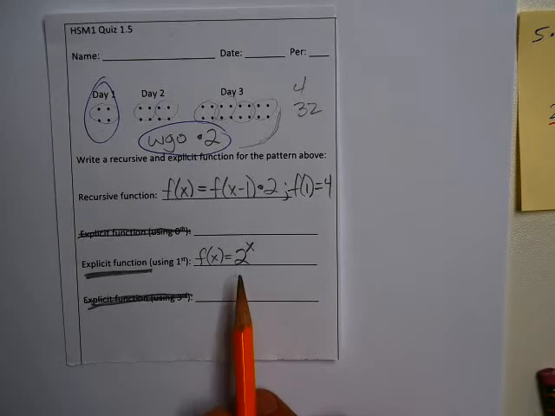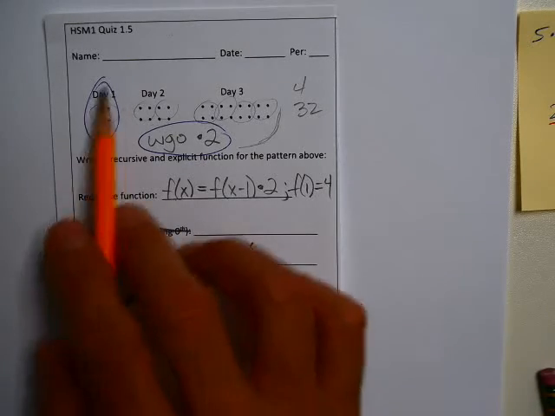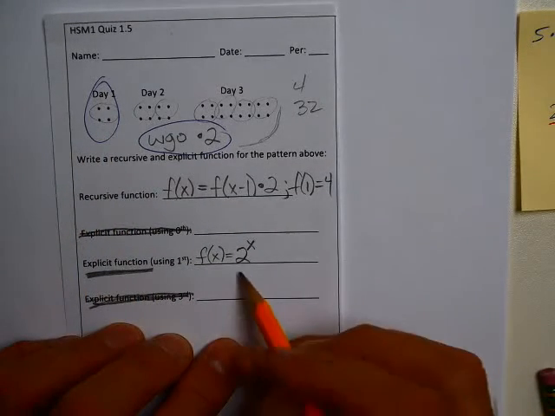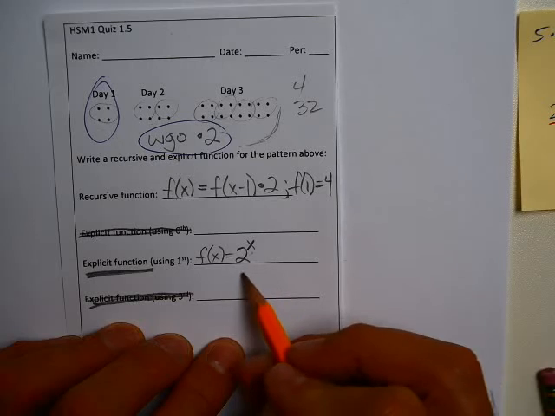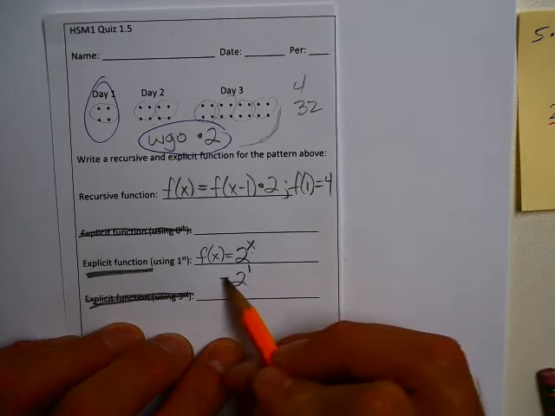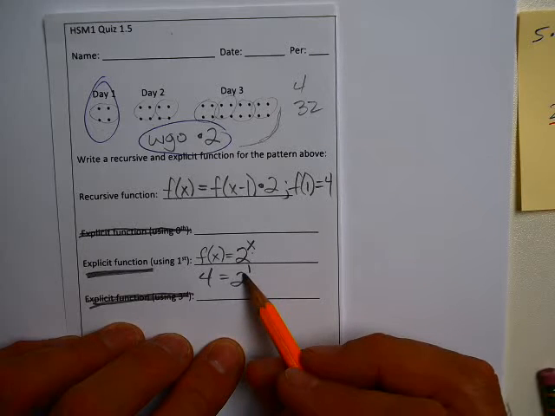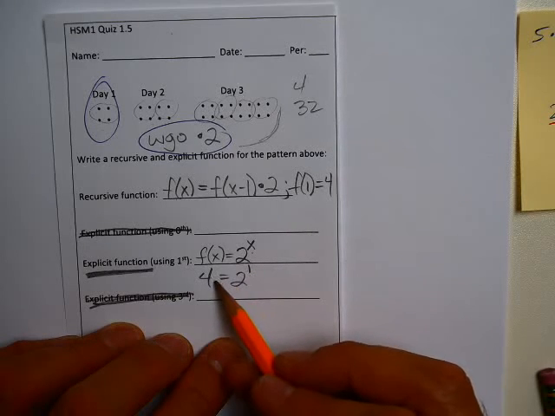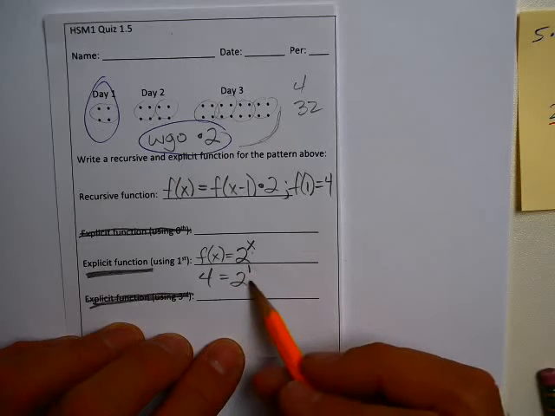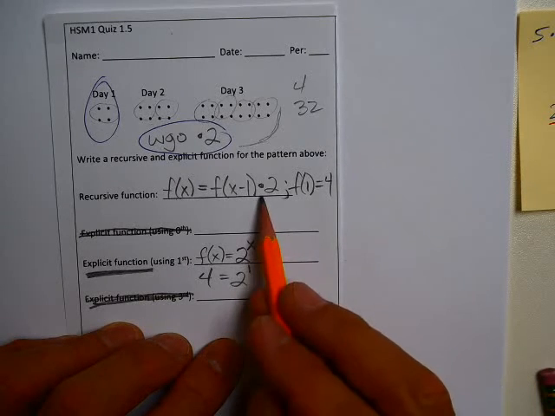Now, I have to make sure that my pattern works with my starting point. So I'm going to plug in the 1 for the day, and I know that that has to equal 4. Well, 2 to the first power equals 2, so that doesn't equal 4. What a lot of students want to do is add 2 here, but it doesn't work. When we're multiplying, we have to stick to all multiplying.